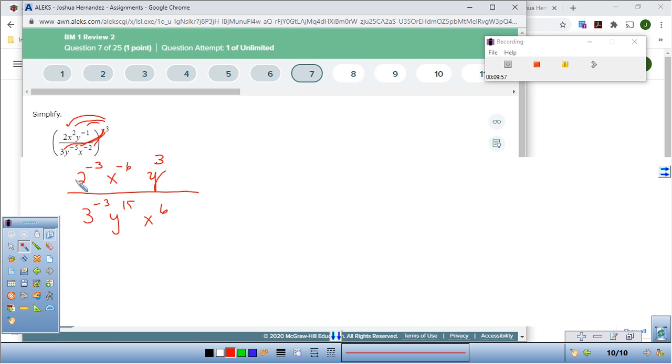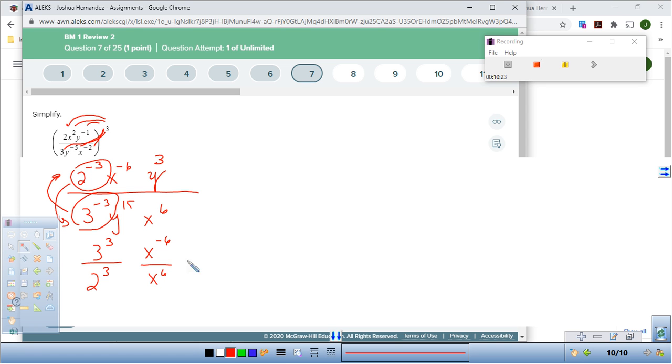These things are negatives, so I don't like this right here. I'm going to throw this into the top, this into the bottom. So regarding this part, I would go already throwing down to the top. I'd have 3 to the positive 3, 2 to the positive 3. Remember, we don't want negative exponents. This part here, you can do that. I'm just going to keep them or fix them up like this. Negative 6 over x to the 6.